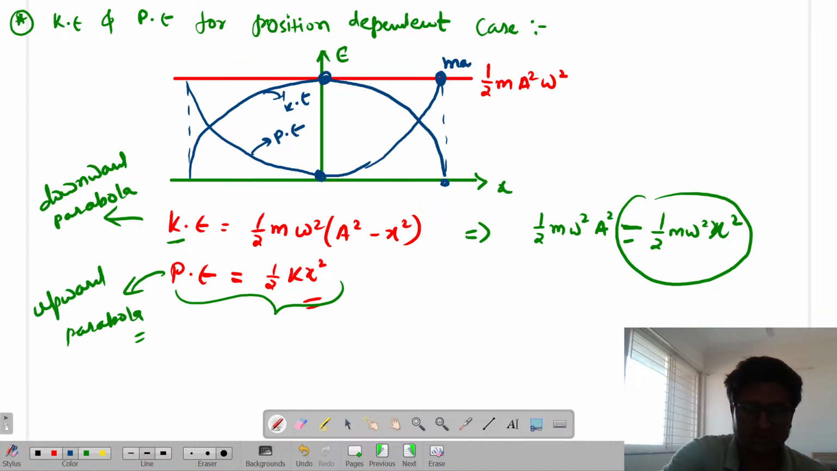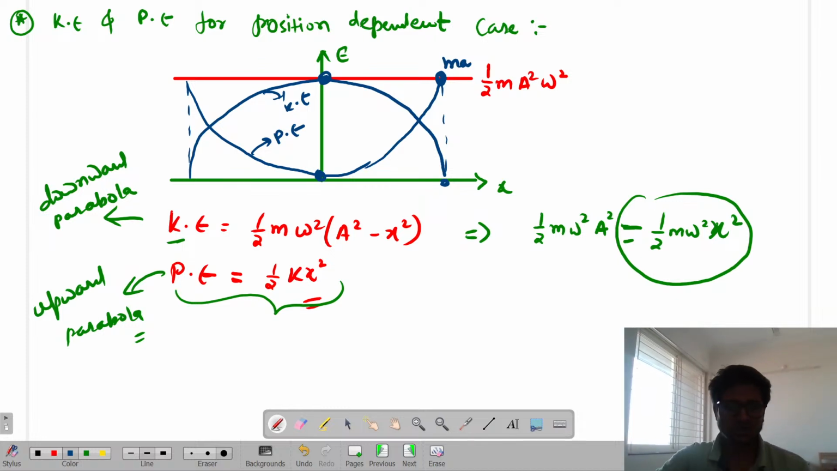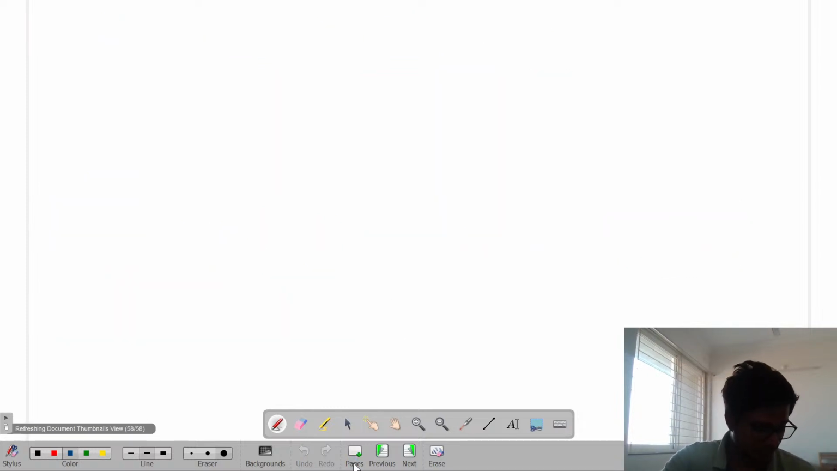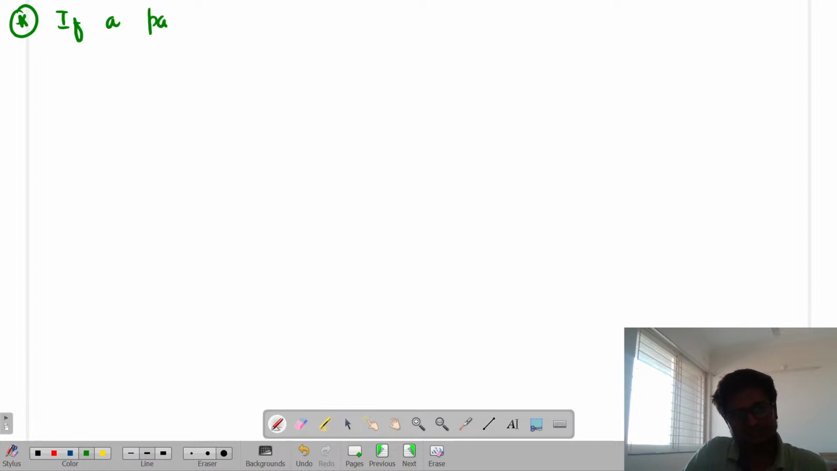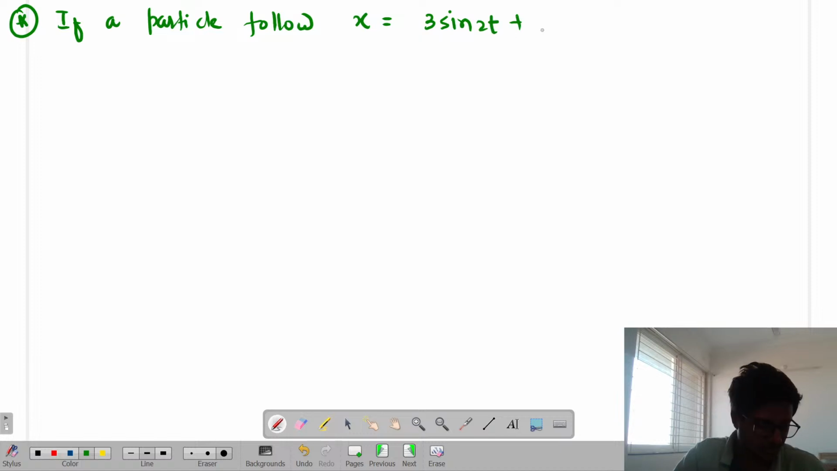या सो लेट अस जस्ट डू सम प्रॉब्लम्स रिलेटेड टू दिस. थोड़ा सा एक दो क्वेश्चन करते हैं. बोल रहा है कि एक क्वेश्चन लिखो, बोल रहा है इफ अ पार्टिकल फॉलोज x is equal to 3 sin 2t plus 4 cos 2t, then find the amplitude and maximum velocity.